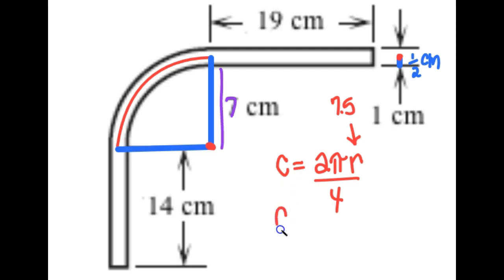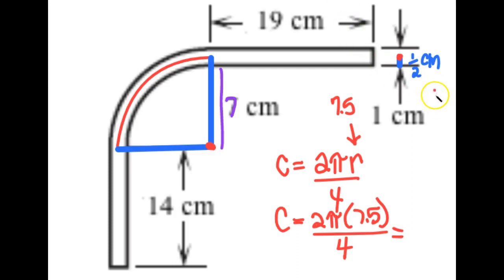So now that we know that, we can plug it in and use our calculator to help us. You can put this all in your calculator at once. 2 times pi times 7.5 divided by 4, and you get 11.78, and so that is the length of that red bend right there.